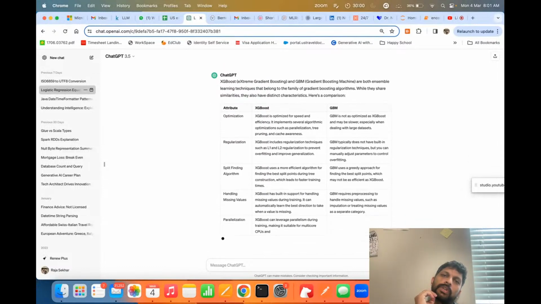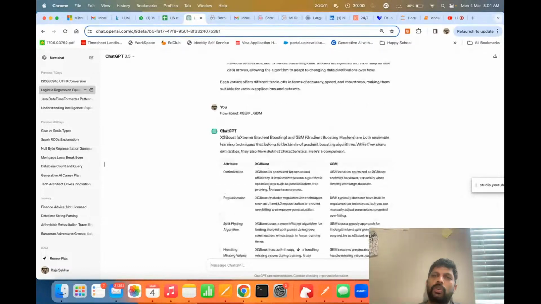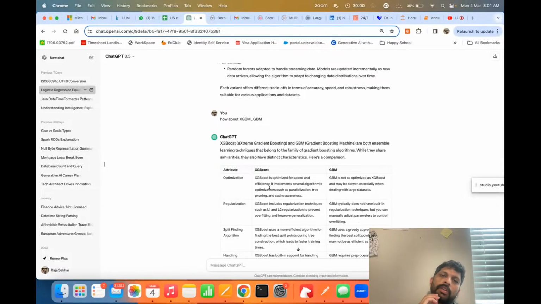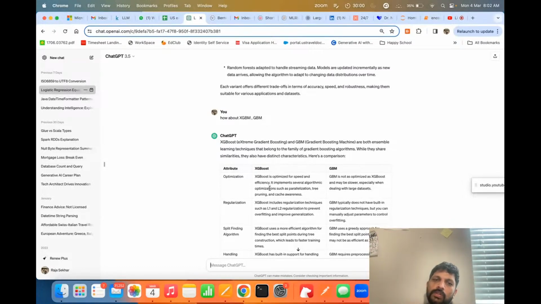XGB, extreme gradient boosting, and gradient boosting machine are both ensemble learning techniques that belong to the family of gradient boosting algorithms. Well, they also have distinct characteristics. XGBoost is optimized for speed and efficiency. It implements features such as parallelism, tree pruning, cache awareness. Whereas GBM is not as optimized as XGBoost, and may be slower, especially when dealing with large data sets. XGBoost includes regularization techniques. GBM does not have built-in regularization techniques.